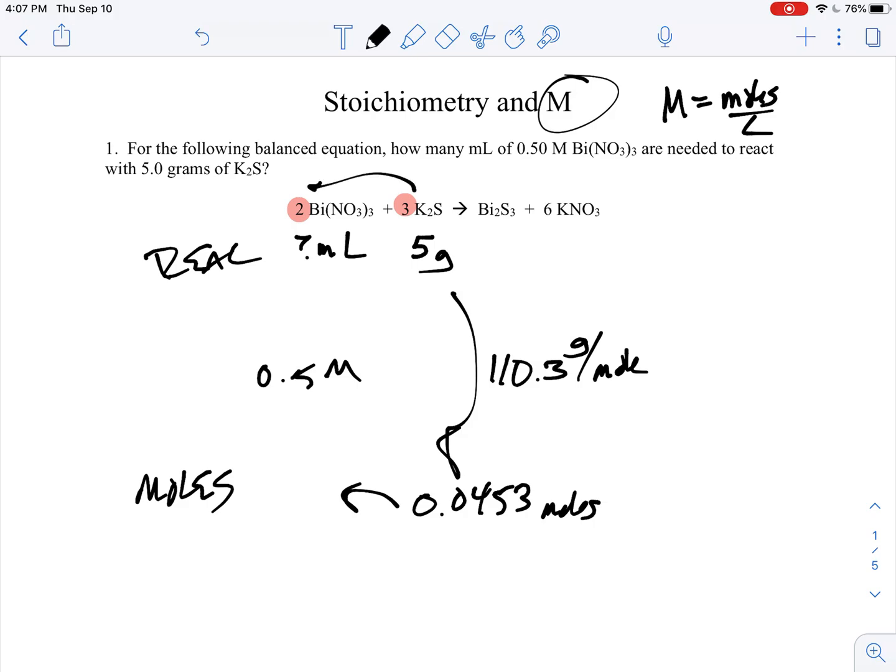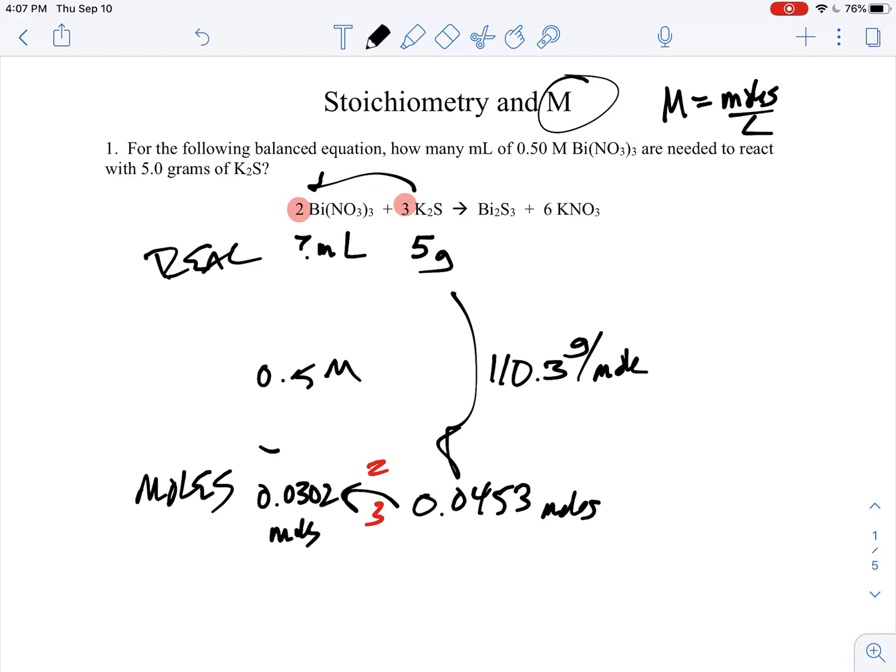We're going to start at a 3 and we're going to go over to a 2, so we got to get smaller. Always multiply by where you're going and divide by where you came from, so we're going to multiply that guy by 2/3. That's there, and then when you do that, you end up with 0.0302 moles that are here.